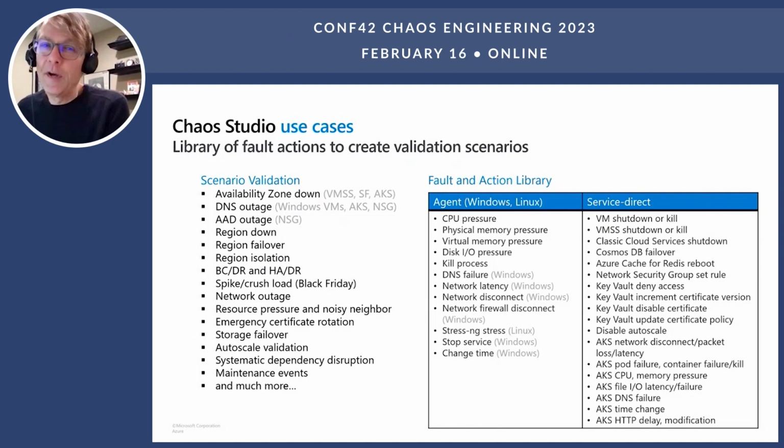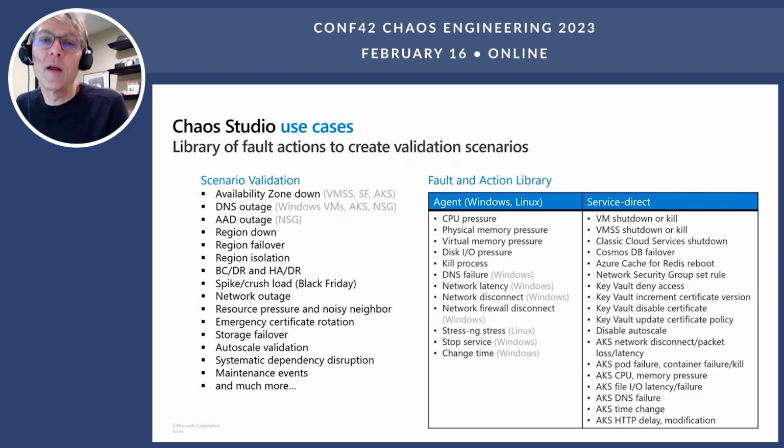On the other side of the house, we have what we call service direct faults. No agent required. We can disrupt Azure services directly. This allows us to do things like shut down or kill gracefully or abruptly. We can shut down virtual machines. We have a Cosmos DB failover fault. We can reboot Redis. So several very specific faults that can be applied to services. Another group of faults that we have like this is for AKS. We leverage Chaos Mesh to be able to apply fault actions to AKS. And then we have some more generic fault activities that can be done.